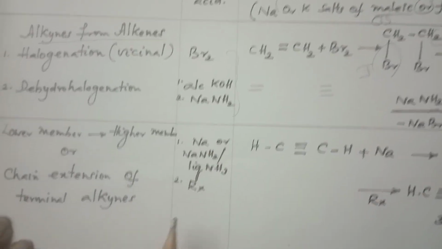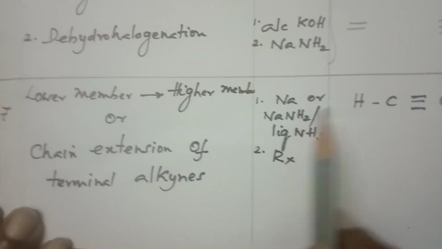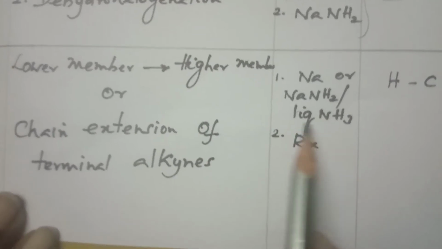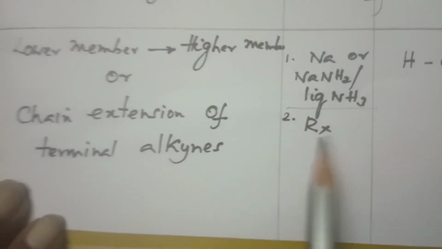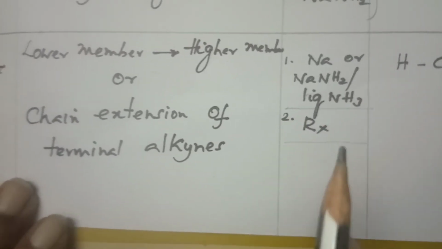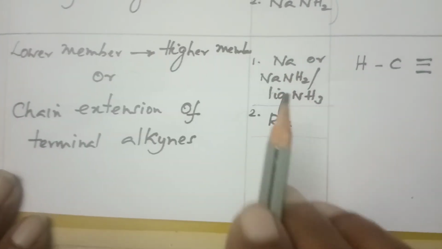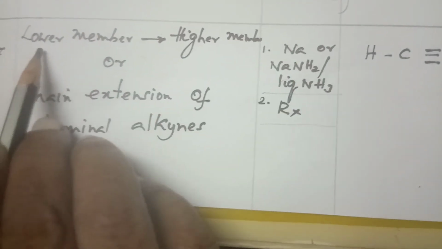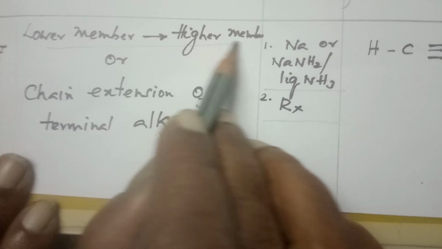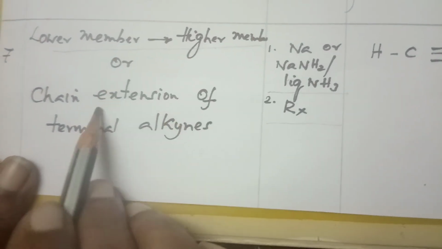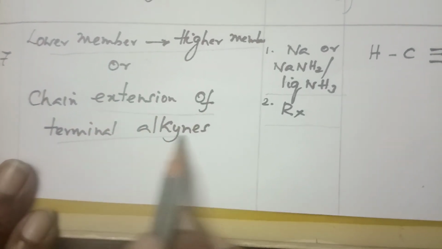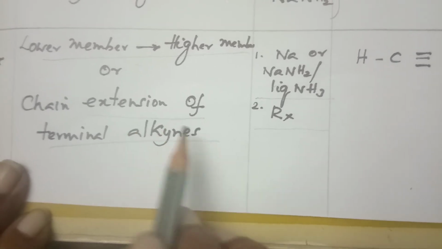Okay, I am moving to the last method. What is here? Sodium or sodamide in liquid ammonia. This is the first level. The second level is given as RX. So the sodamide is indicated. What is the tip given? Lower member to higher member, or chain extension of a terminal alkyne. That is, the alkyne at the terminal.